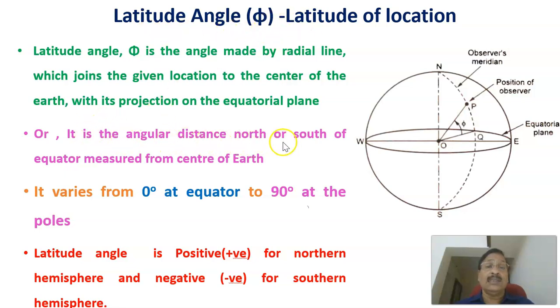Or it is an angular distance north or south of the equator measured from the center of Earth. It varies from 0 degree at the equator to a maximum value equal to 90 degrees at the poles. The latitude angle is positive for the northern hemisphere and negative for the southern hemisphere. So the polarity is positive in the northern side and negative in the southern hemisphere. That is the latitude angle, the latitude of location.